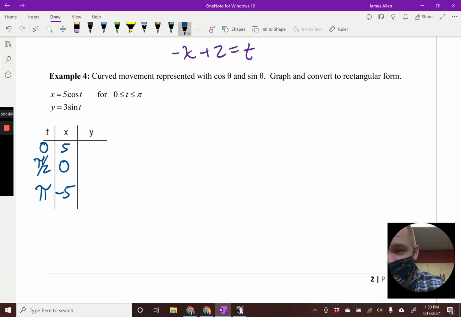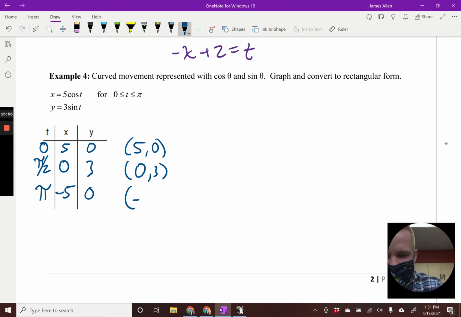Lovely. Now for sine, if I plug in 0, I get 0. If I plug pi over 2 in, I get 1 times 3 is 3. And then for pi, it's 0 again, times 3 is 0. So I've got my ordered pairs of (5, 0), (0, 3), (-5, 0). All right. Well, let's go ahead and graph this thing, shall we?